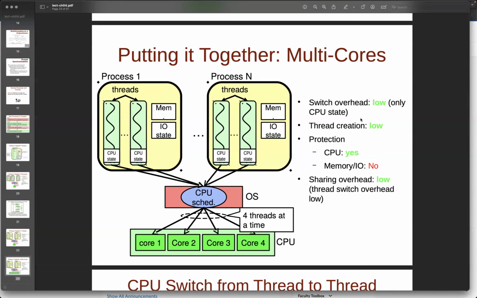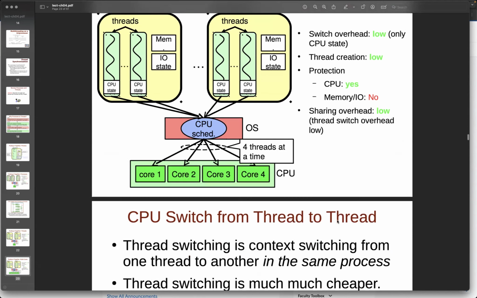So we can reduce the switch overhead, or only the CPU state. And this is low, protection is also low. CPU, yes, we do it. Memory, no. So you see the sharing overhead is low, the same as the switch overhead, which is low, so the sharing overhead is really low. So you see everything right here. So after we shrink, with multi-threading, we can execute all these 4 threads at the same time.